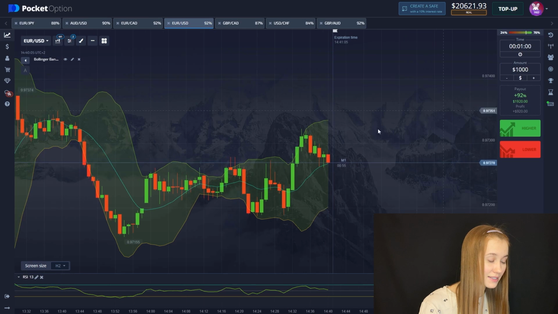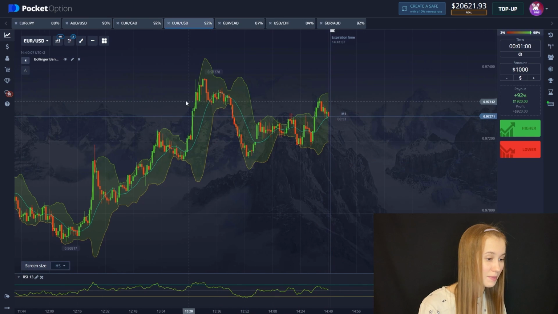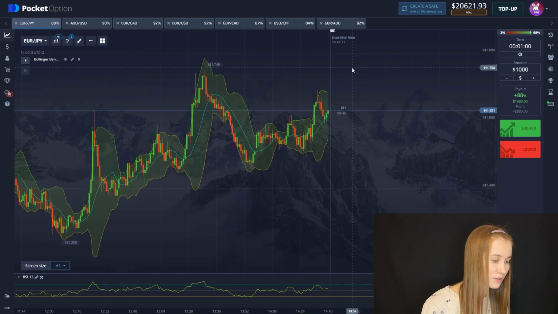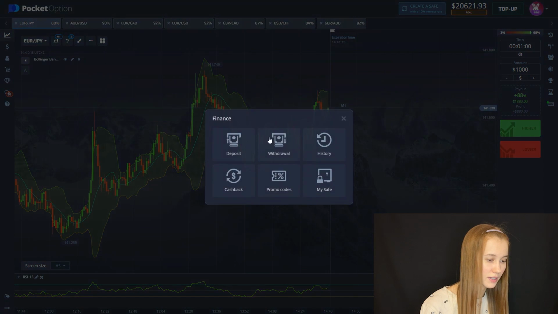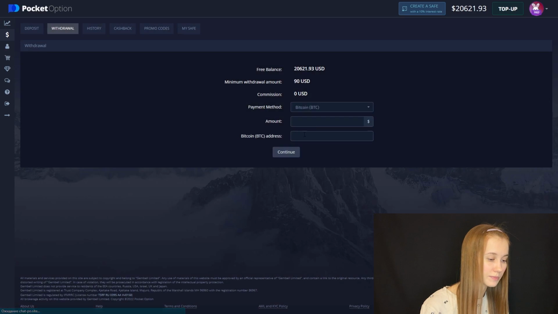And our deals ended up in the black. On the balance, I promised you $20,000. Such a great turnout, and let's move on to the withdrawal. Withdrawing money. We'll probably withdraw 10,000.